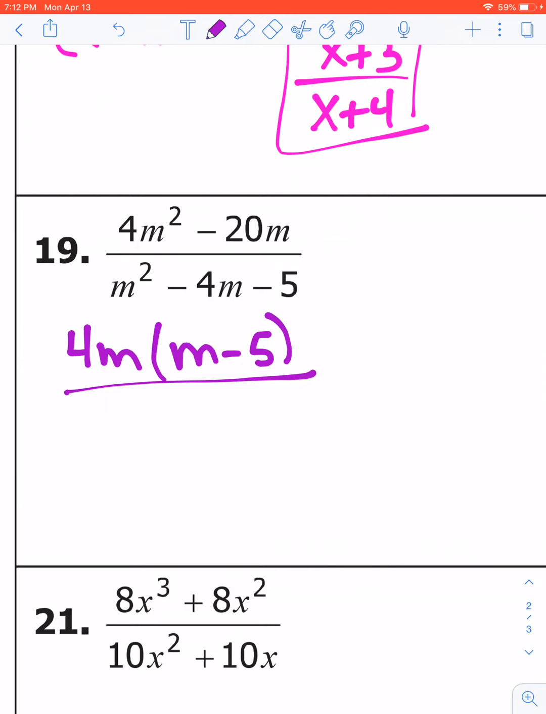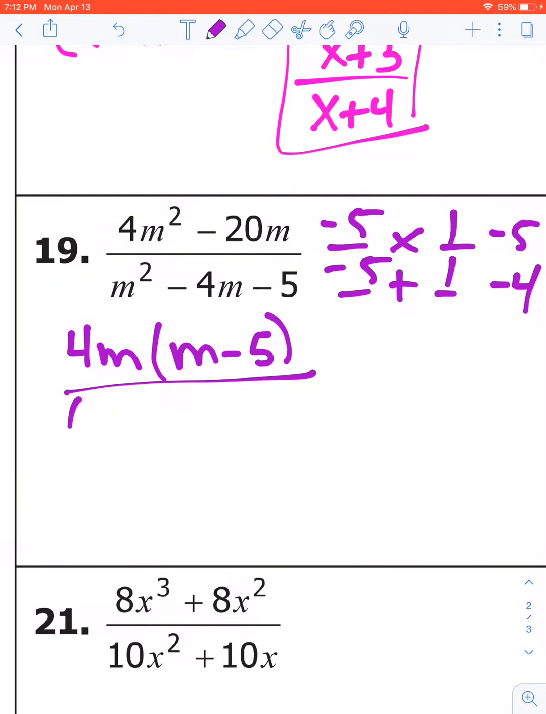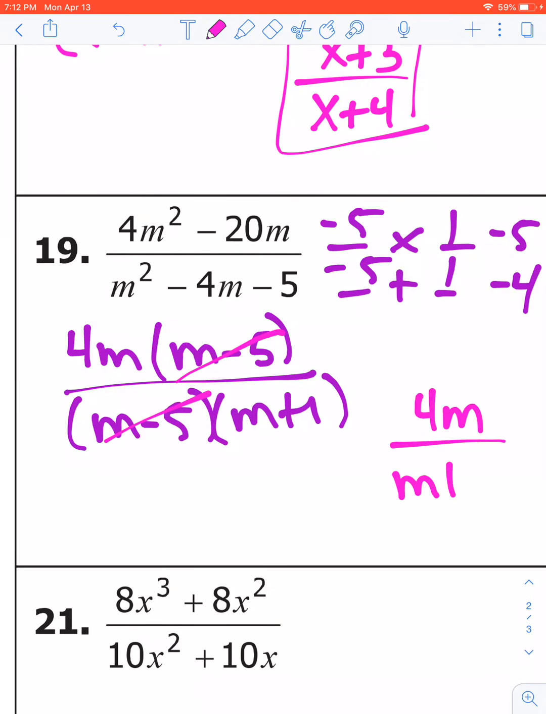The denominator, I have to find two numbers that multiply to -5 and at the same time add to -4. And that would be -5 and 1. We have the same binomial of m minus 5. So my final answer is 4m over m plus 1.